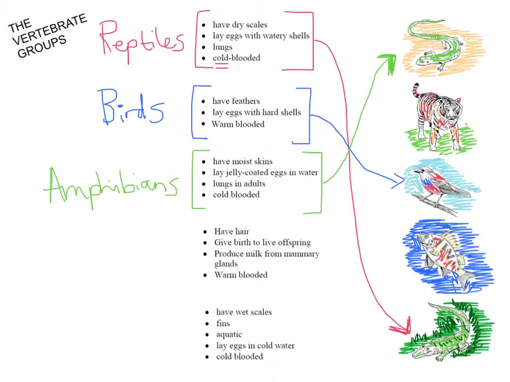Now, mammals. Mammals are the 4th one here. They're a very distinct group because mammals, like birds, are warm-blooded, but only mammals have these 3 unique traits. They have hair or fur. They give birth to live offspring, so not an egg per se, but an actual living offspring that is alive and doesn't need to hatch, pretty much. And they're the only group that produce milk from what we call mammary glands. So have hair, give birth to live offspring, produce milk from mammary glands, and are warm-blooded.